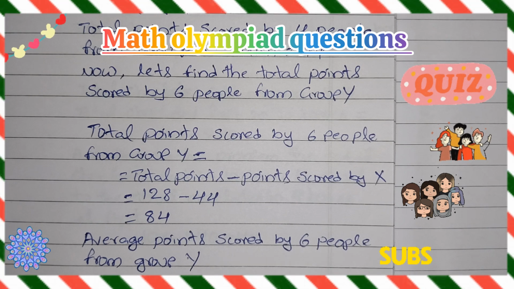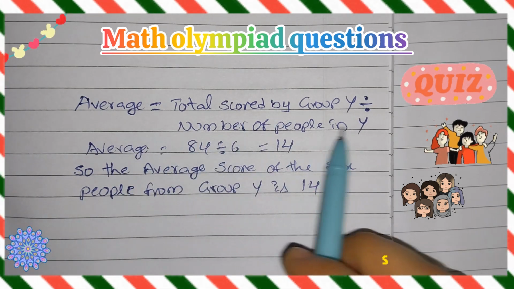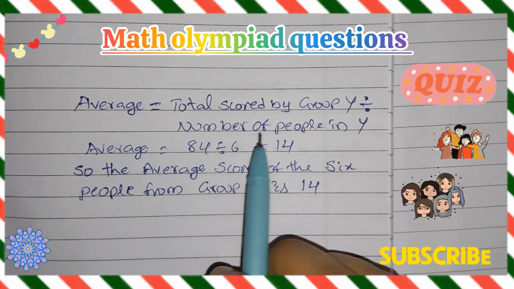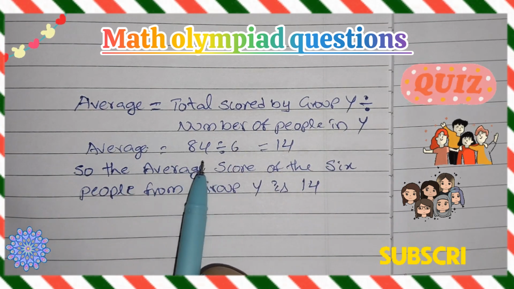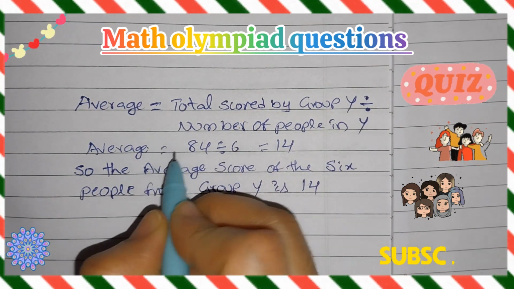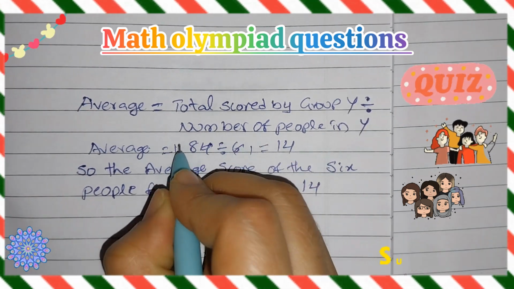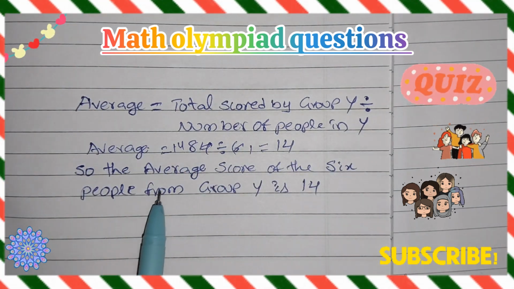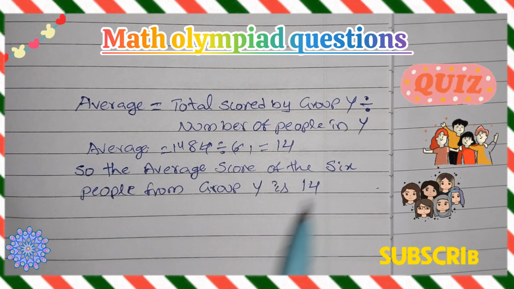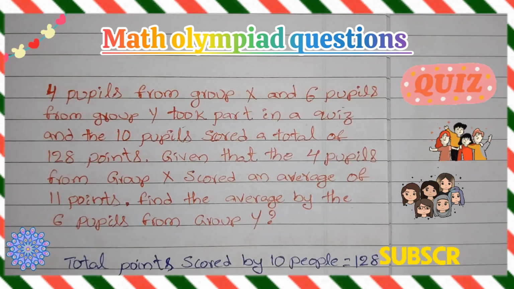Average points scored by 6 people from group Y. Average equals total scored by group Y divided by number of people in group Y. Average equals 84 divided by 6. 6 times 14 is 84. So the average score of the 6 people from group Y is 14.